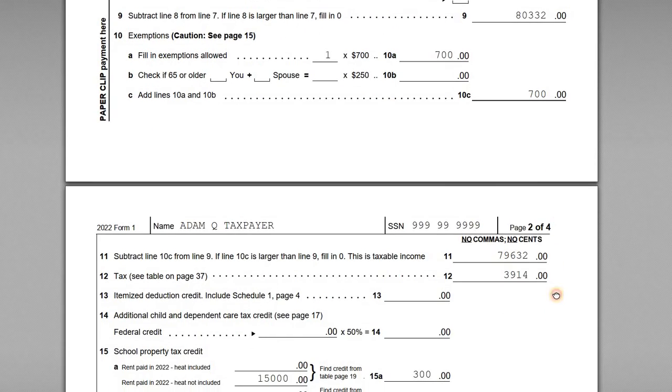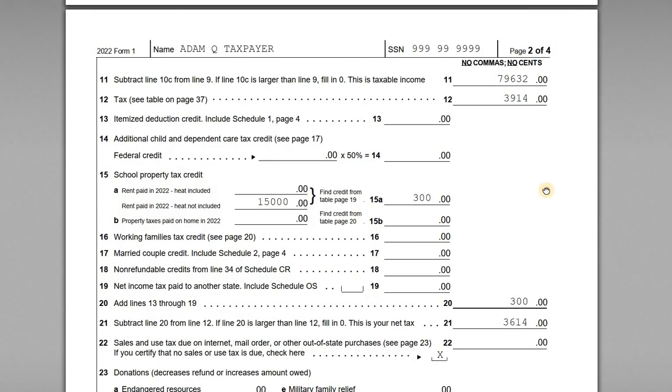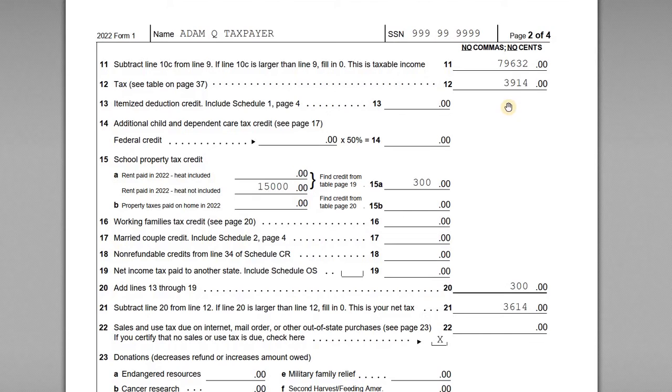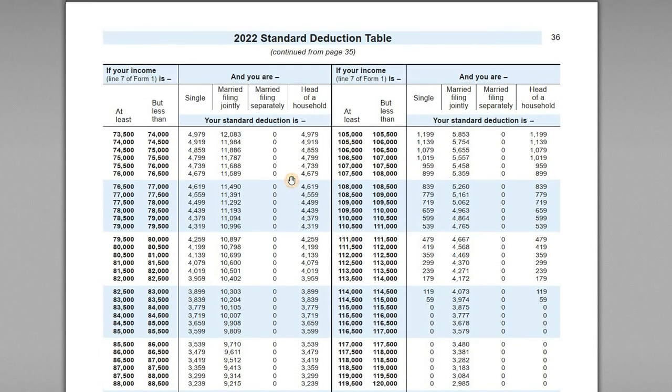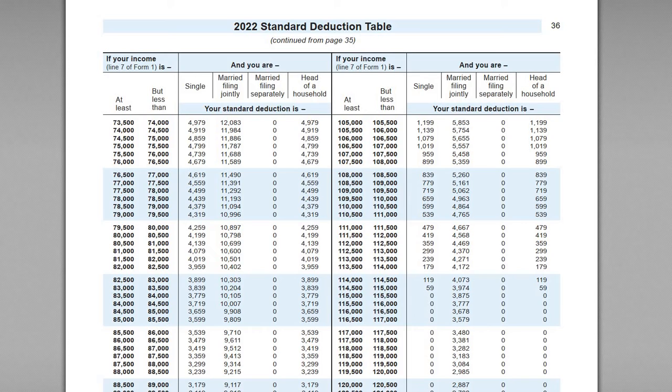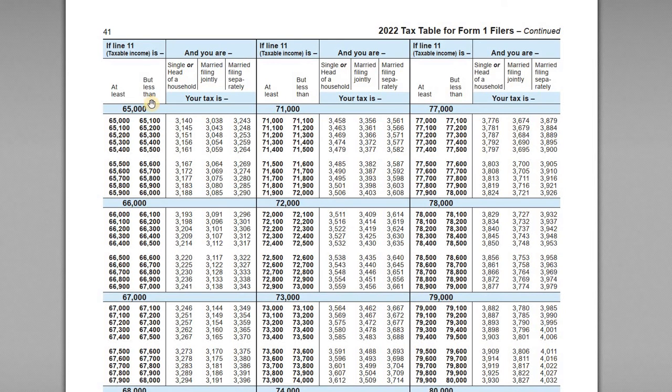So we subtract those 2 amounts, and our net amount here, before we go look at the tax table, is $79,632. So this figure is effectively our Wisconsin taxable income. If we go back to the Wisconsin instructions, now we're going to look at the tax rate tables.